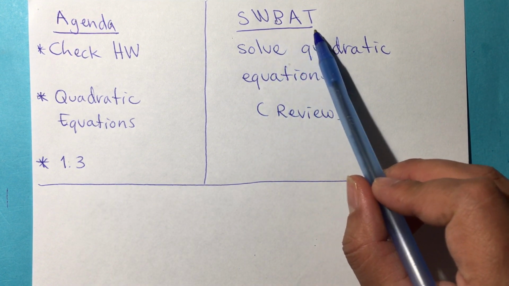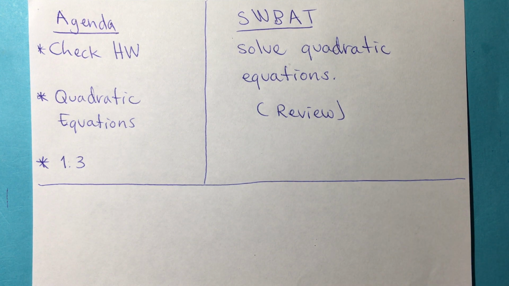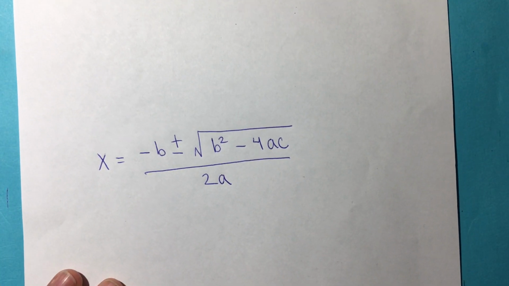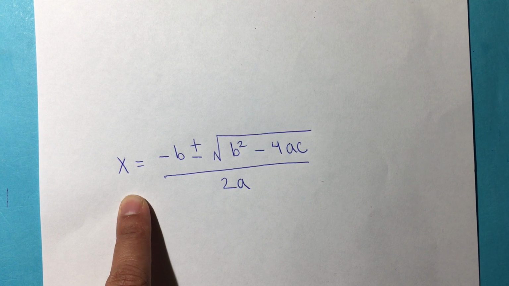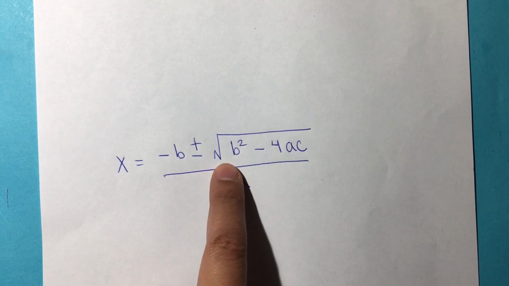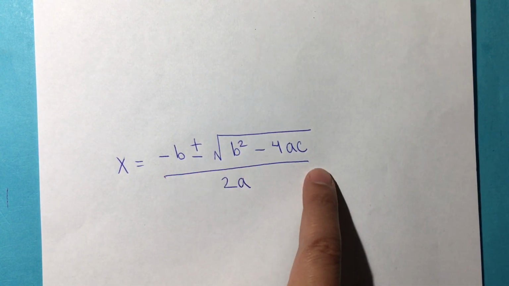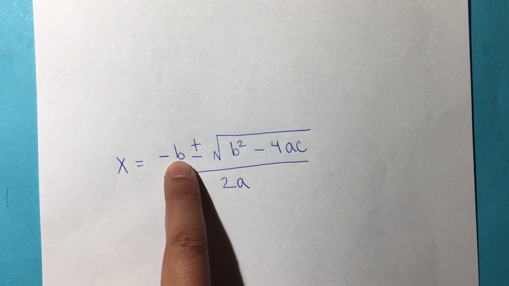Today students will be able to solve quadratic equations, and this is just a review because we have seen this in previous lessons. To solve these equations, we're going to be using the quadratic formula. It's x equals negative b plus minus the square root of b squared minus 4ac divided by 2a. And a, b, and c come from quadratic equations.